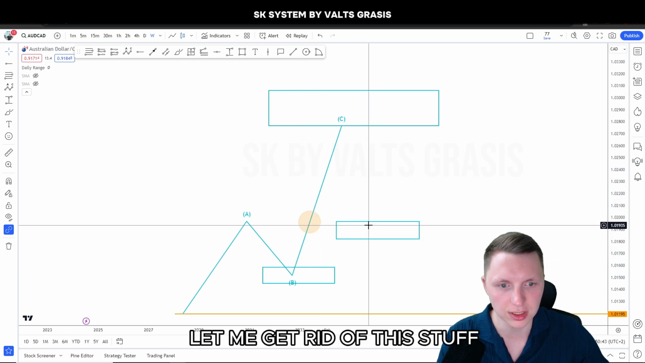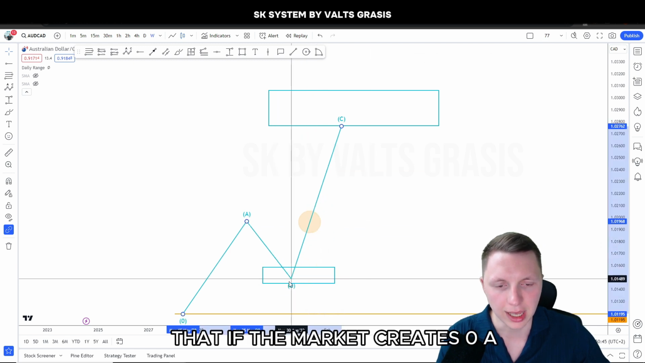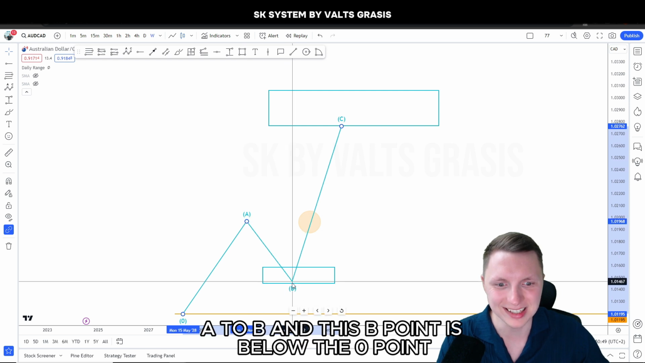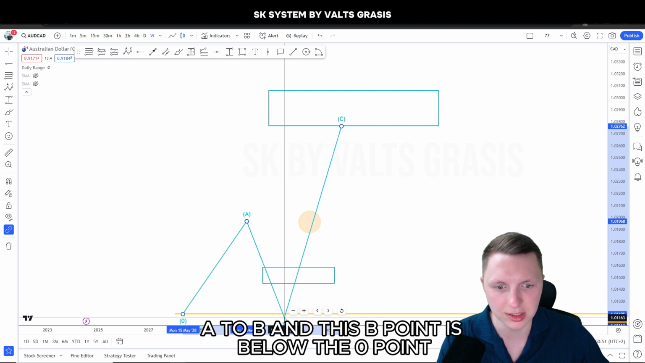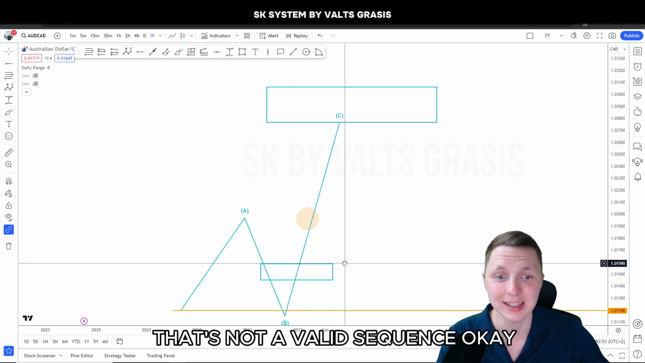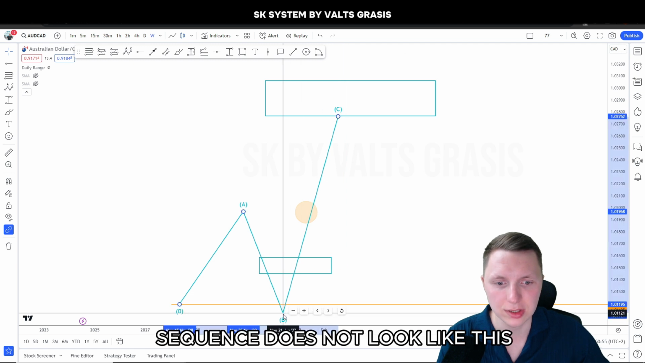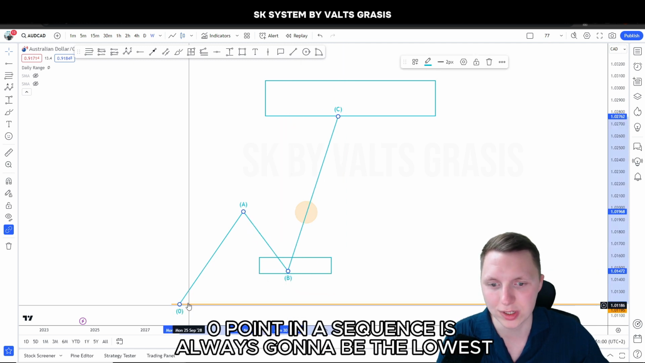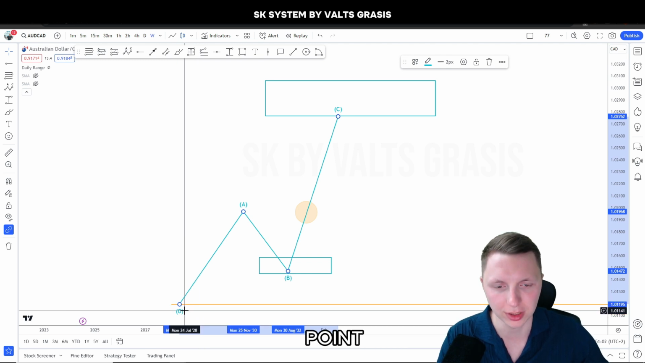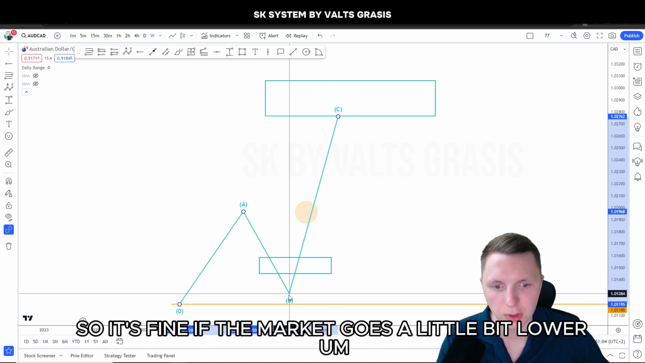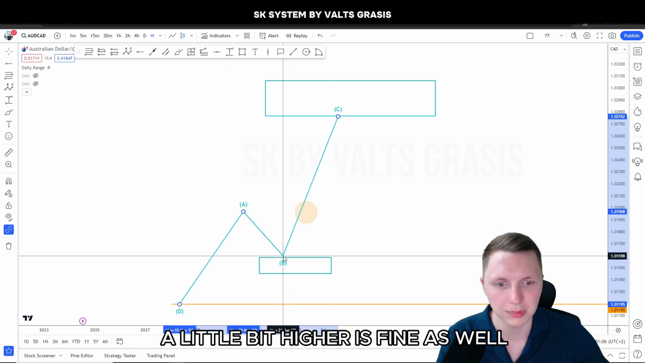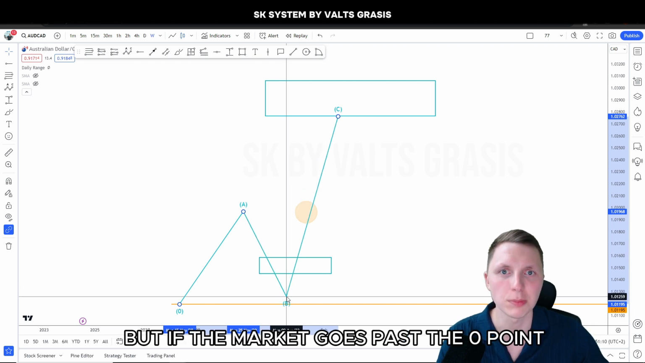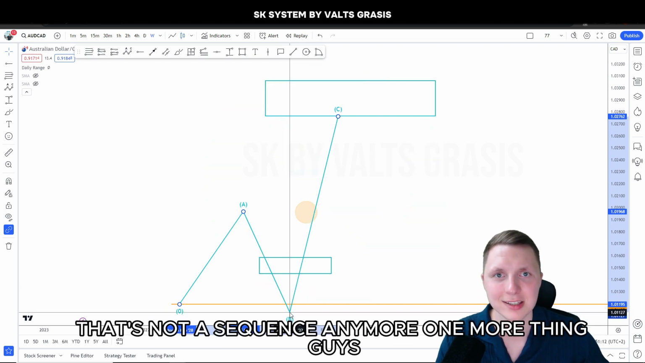Let me get rid of this stuff. If the market creates a 0A, A to B, and this B point is below the 0 point, that's not a valid sequence. Okay, sequence does not look like this. The 0 point in a sequence is always going to be the lowest point. So it's fine if the market goes a little bit lower, a little bit higher is fine as well. But if the market goes past the 0 point, that's not a sequence anymore.